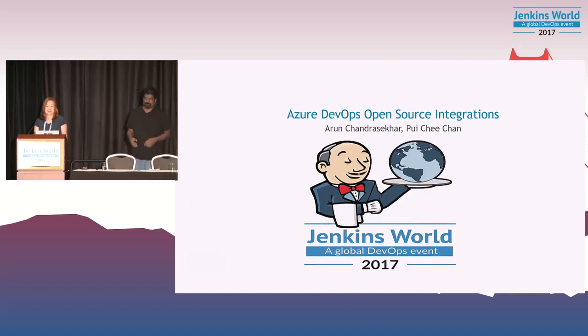I'm Arun Chandrasekhar. I'm the Principal Program Manager for Azure open source integration. So basically things such as Jenkins, Terraform, Ansible, and so on. And with me is PC, who's the Program Manager for Jenkins integrations. Let's go to the next slide.